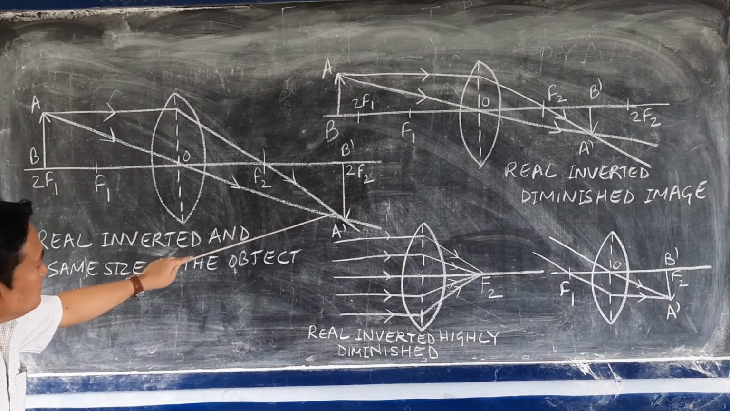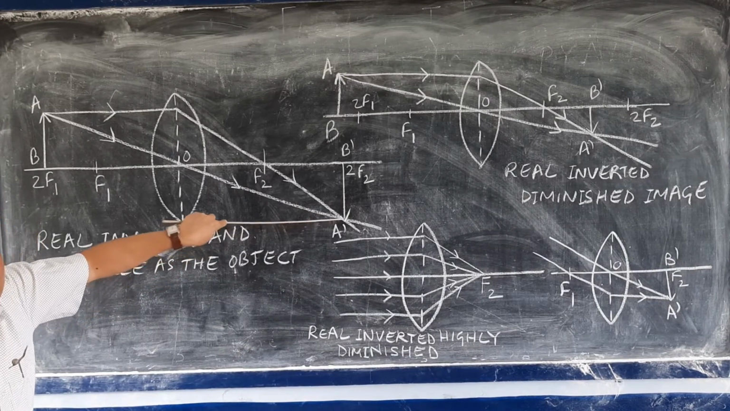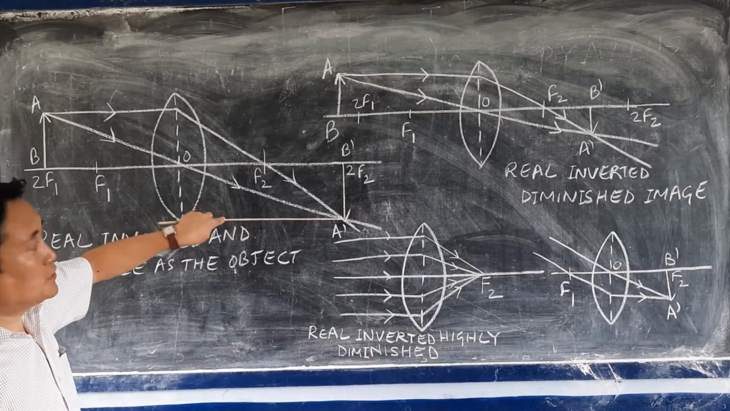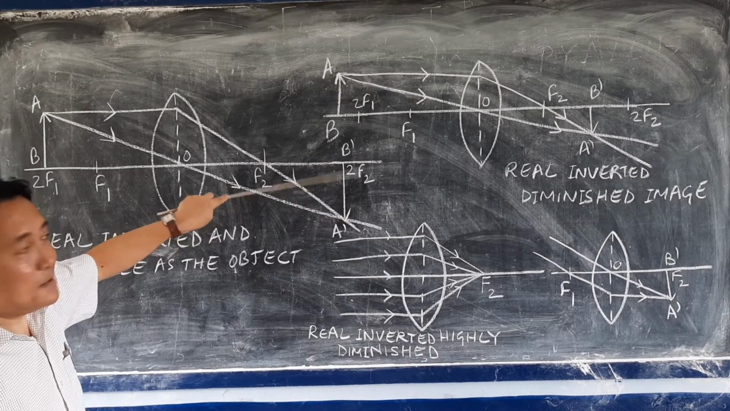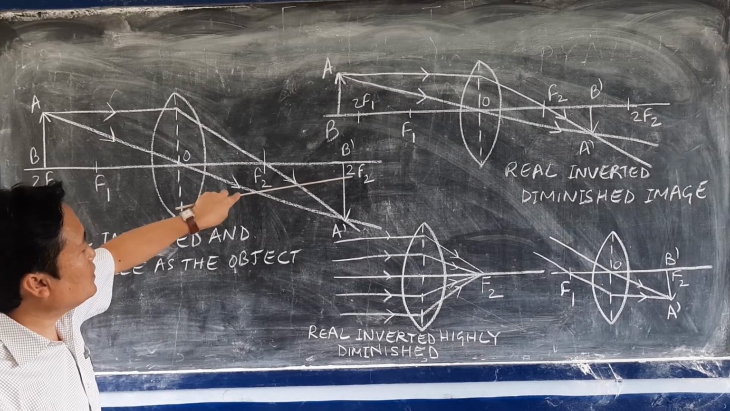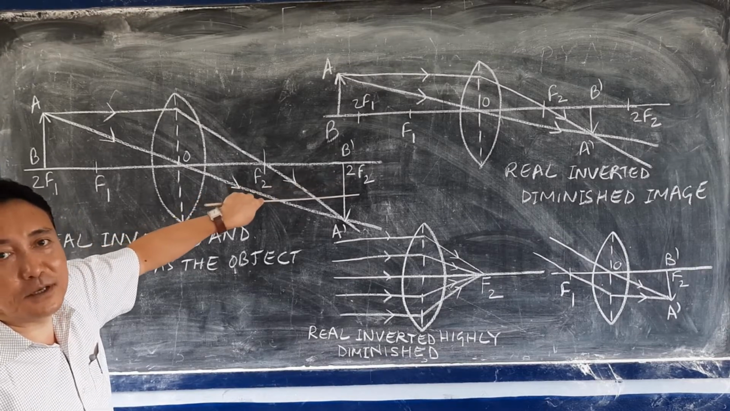Now these two refracted rays will meet at a point somewhere here. At this point, the image will be formed. That means the image is formed at twice the second focal point.